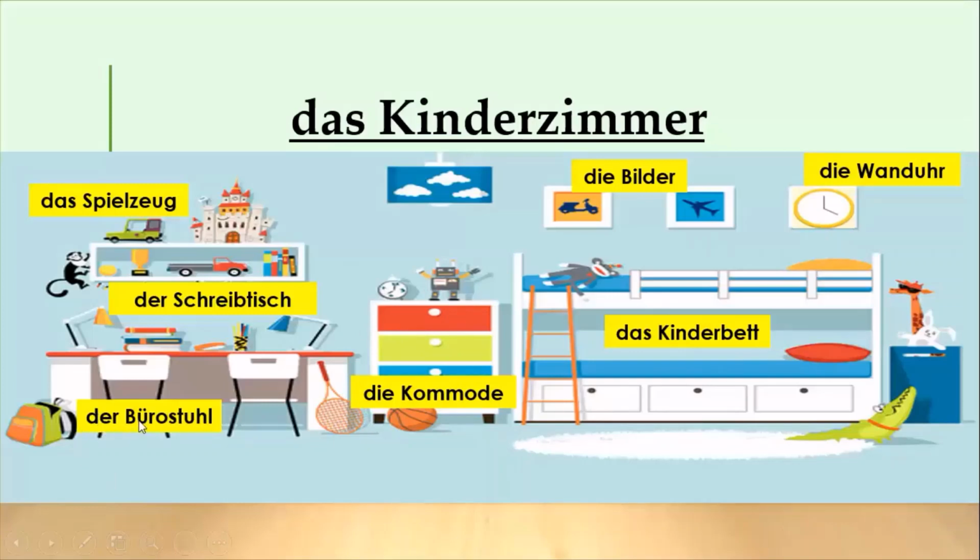Der Bürostuhl. Der Stuhl is any chair, but das Büro is the office. So this is actually der Stuhl, but the office chairs that can move around also are called der Bürostuhl. Then der Schreibtisch.